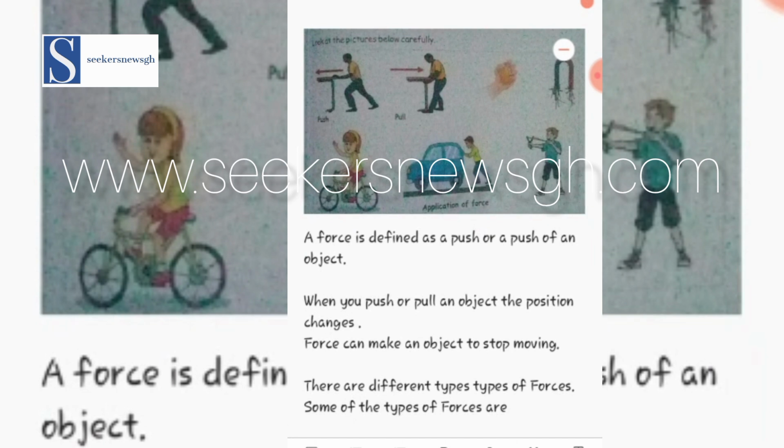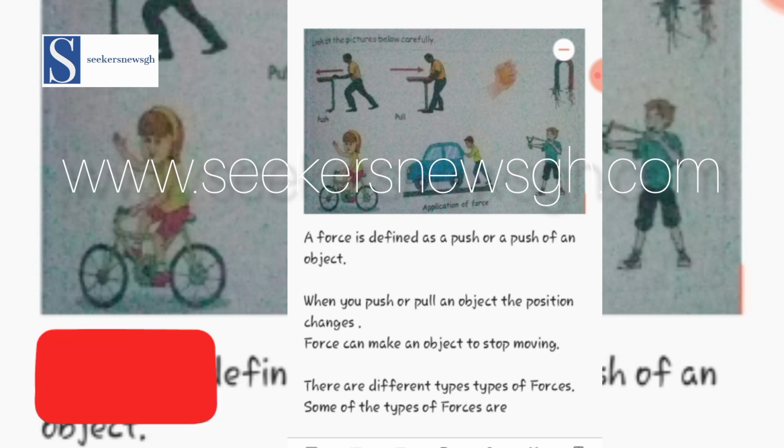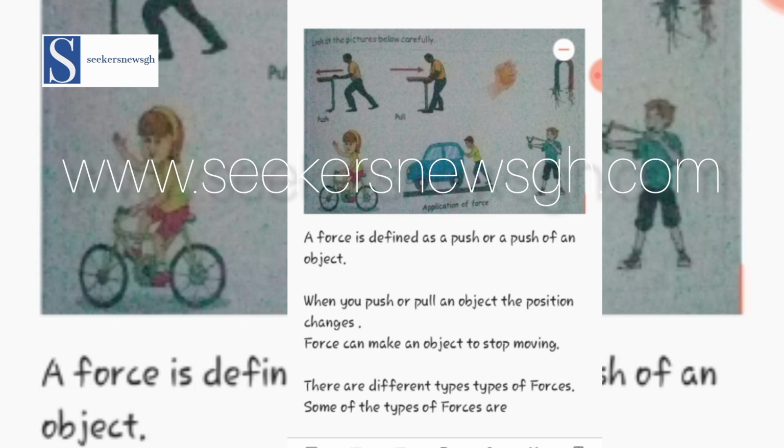So a force is defined as a push or pull of an object. So immediately you push something or you pull something, you apply force to that thing. When you push or pull an object, the position changes. The direction can change. The shape can change. The force can make an object stop moving. If the object is moving, you can apply force to it to make it stop.